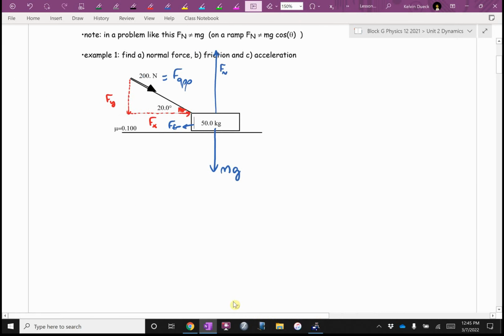So, A says, find the normal force. Well, are we sinking into the ground like quicksand or flying like Superman? Really what that means is everything down has to equal everything up. Everything down looks like it's Fy plus mg. That has to equal everything up.